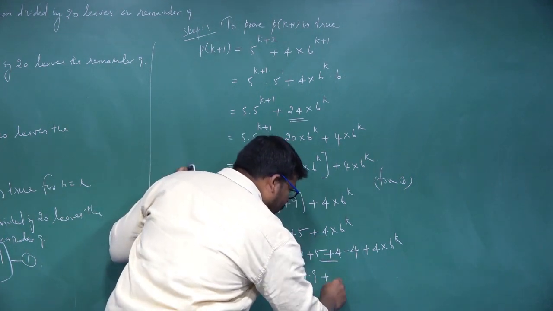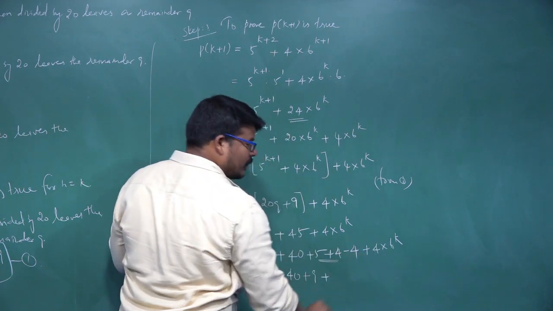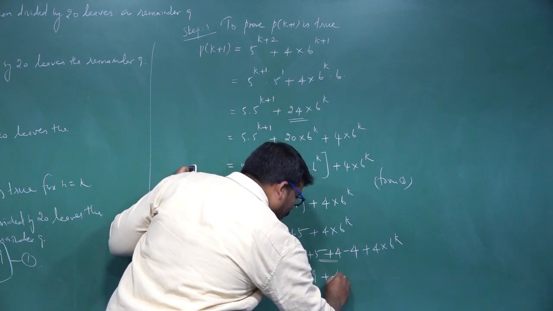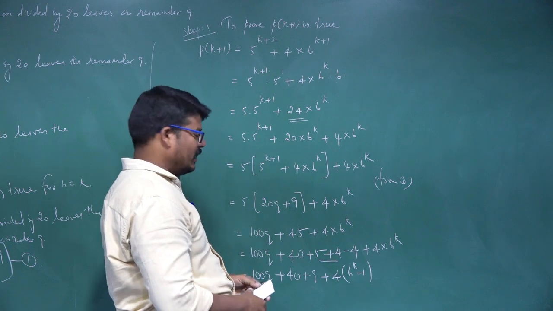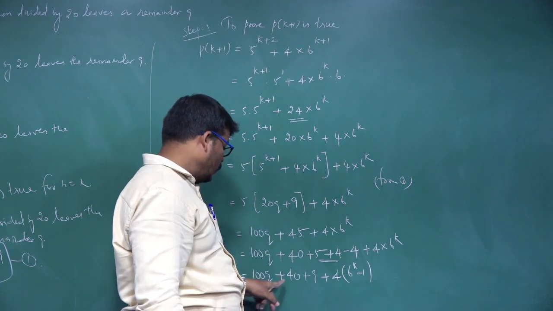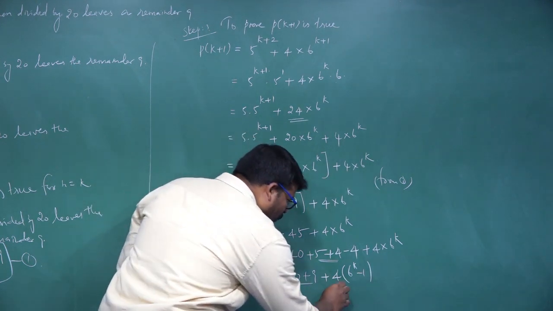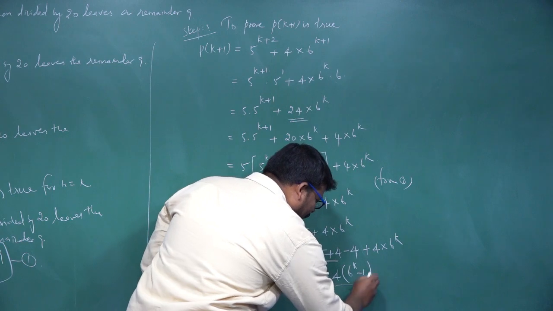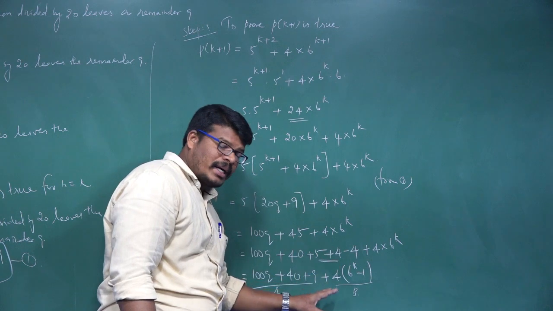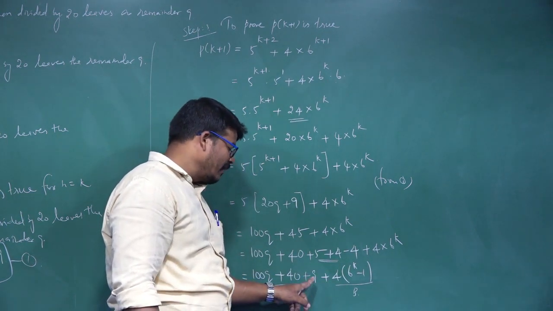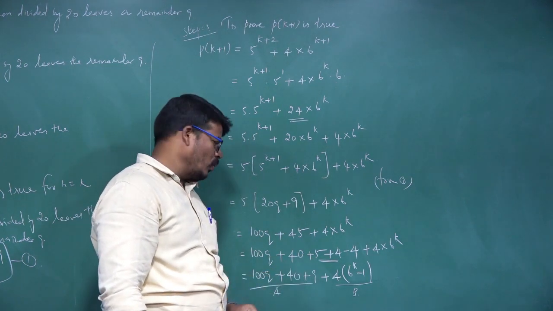Next one, plus 4 into 6 power k minus 4. Again 4 is common, take it outside: 4 into 6 power k minus 1. It is 100 cube plus 40 plus 9. Taking the value as A, and 4 into 6 power k minus 1 as B, when the value is divided by 20 it leaves the remainder 9. Therefore, P of k plus 1 is true.